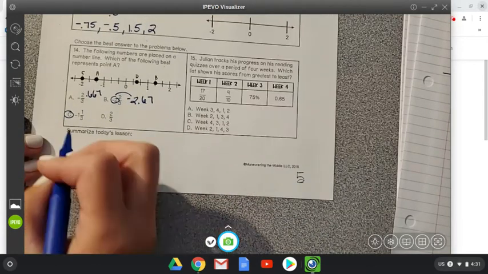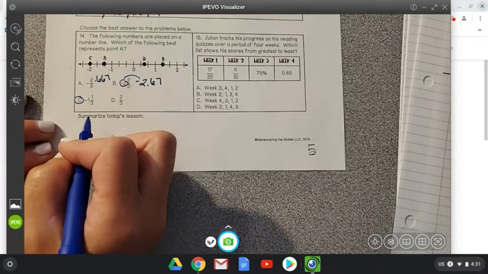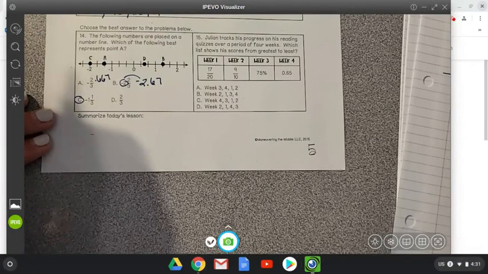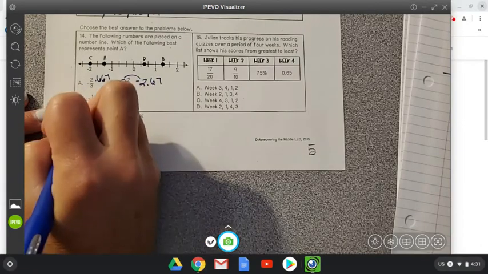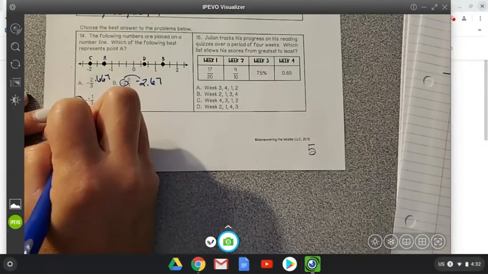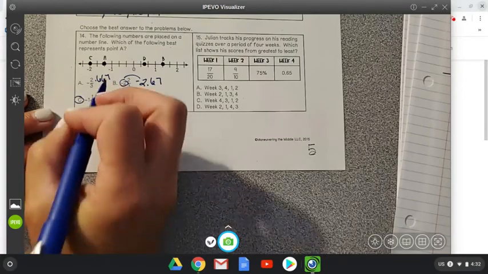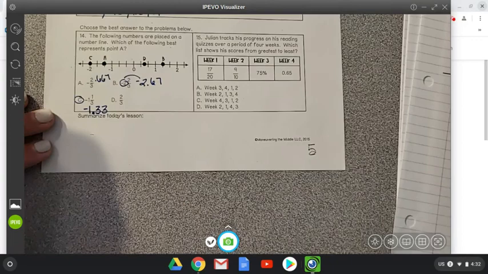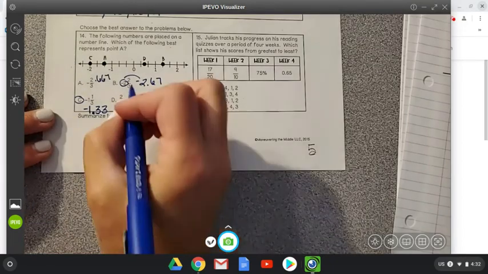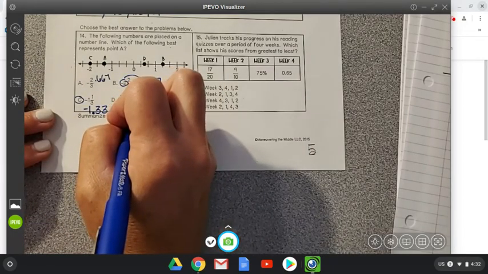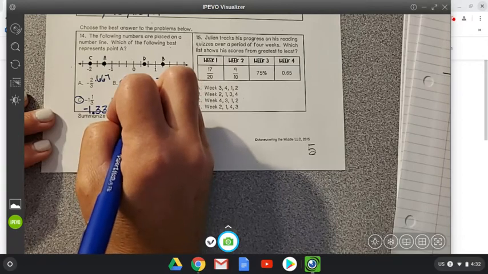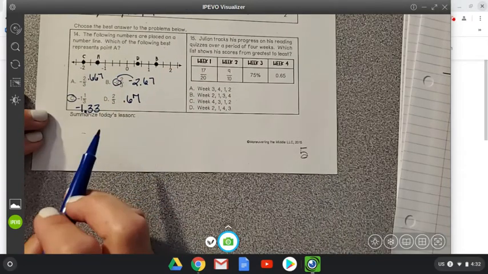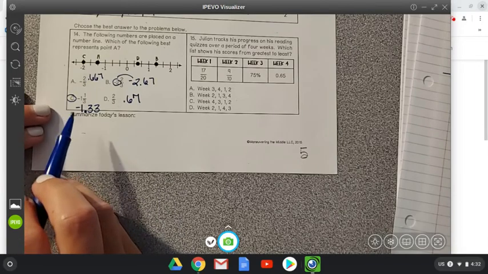Okay. If I were to figure out what decimal is -1 and 1/3, I would take the 1 divided by the 3. I would figure out what 1/3 is. And then I would bring the -1. So it would be -1.33. And then 2 divided by 3 is going to be 0.67 if I'm rounding. So the answer here should have been C.